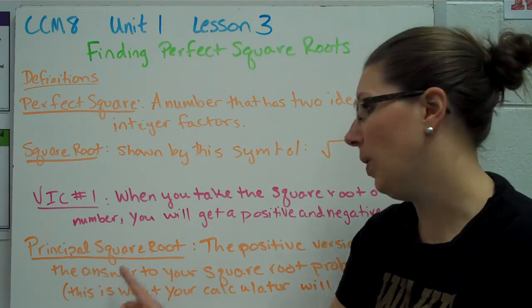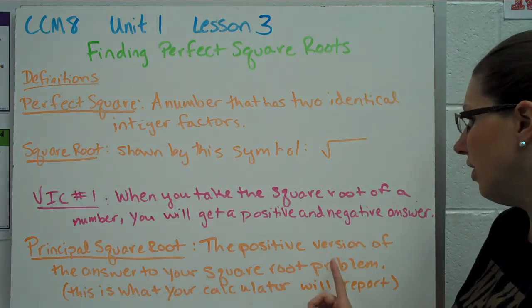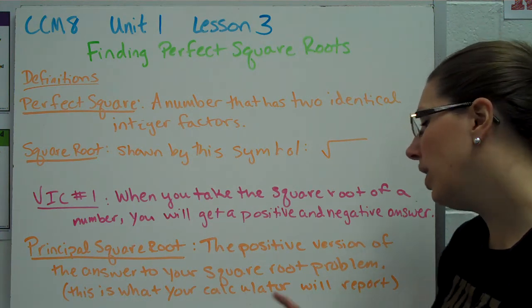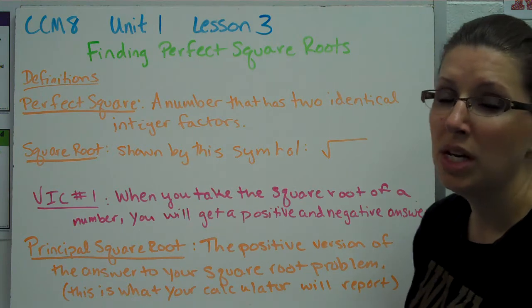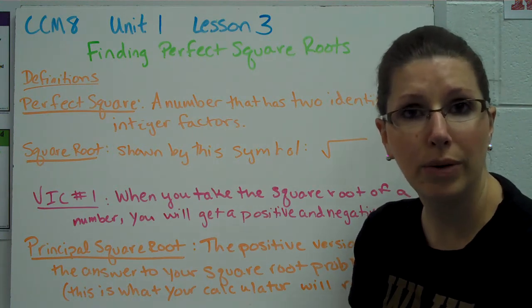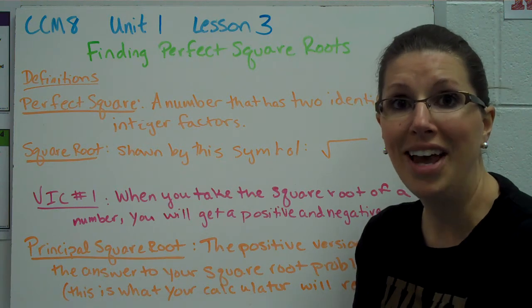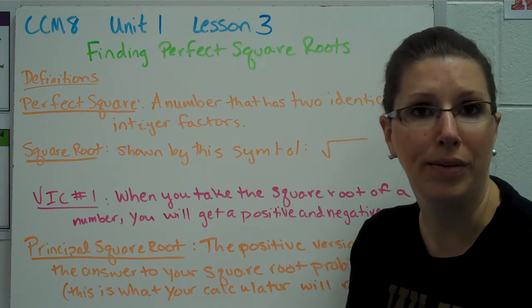The principal square root is the positive version of the answer to your square root problem. This is what your calculator will report. So if you're using your calculator to do any square root problems, your calculator will report the positive answer, which is called the principal square root.